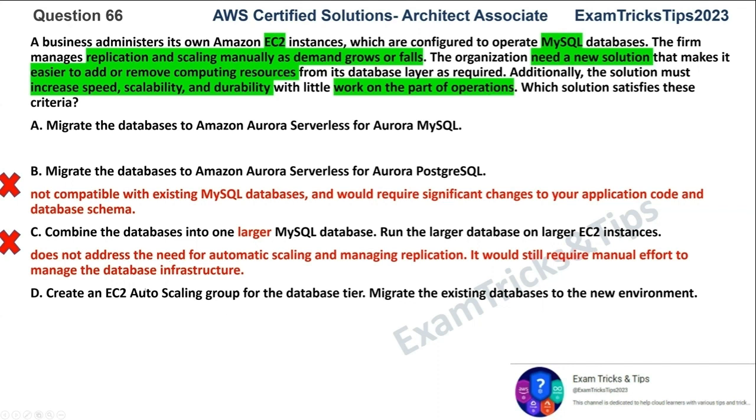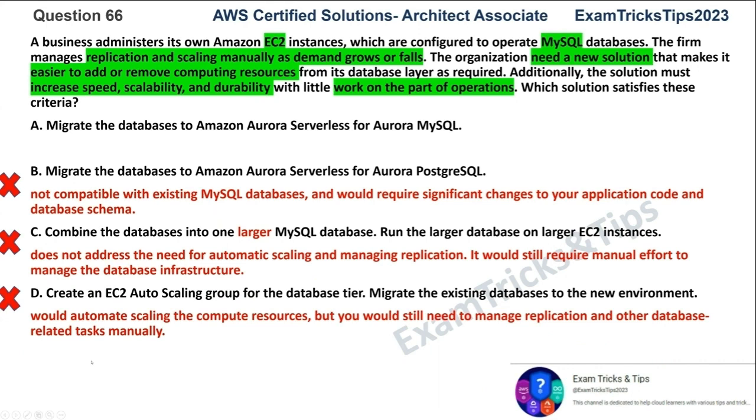Now let's see what we have here. Option D. In this option, we are doing auto scaling of compute resources, but then there's nothing happening with respect to database requirements. You will still manage the replication and other database related tasks manually. So this is not a correct answer. Option D satisfies half the requirement.